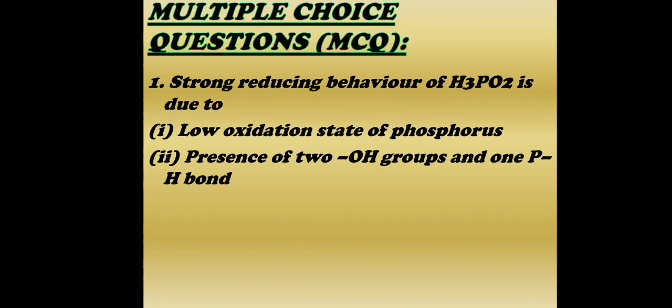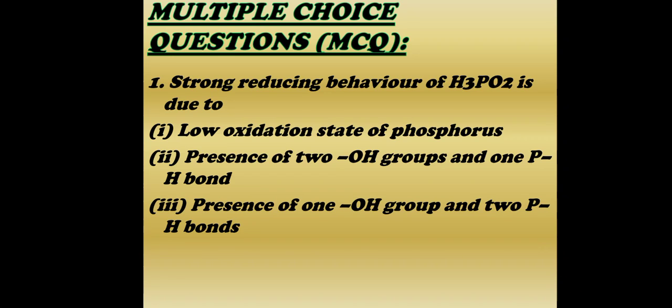Different types of questions are asked in the CBSE board exam. Multiple choice questions are asked. We can discuss both the 15th and 16th groups. Say for example, strong reducing behavior of H3PO2 is due to. The 4 options are given.